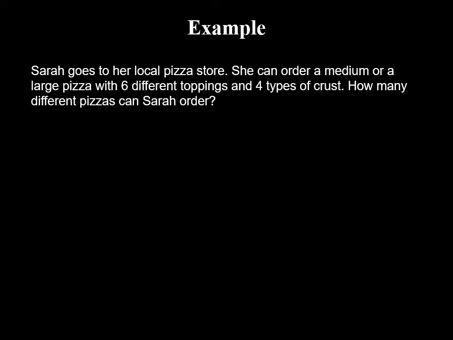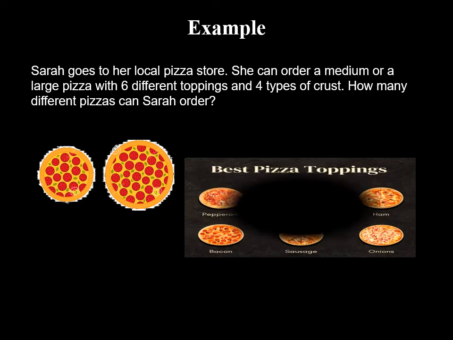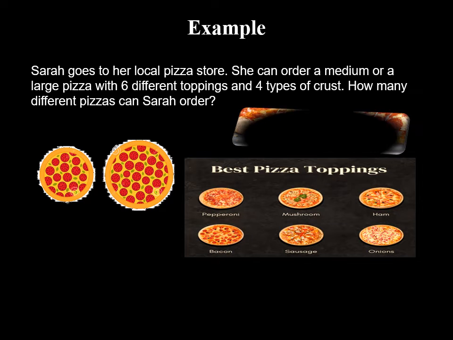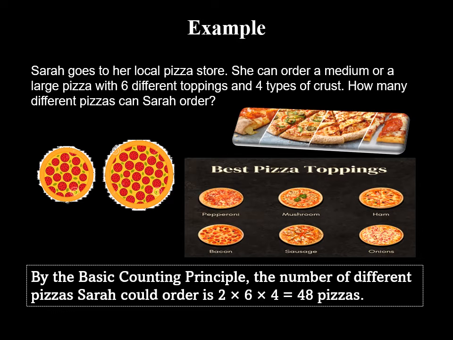Sarah goes to her local pizza store. She can order a medium or a large pizza with 6 different toppings and 4 types of crust. How many different pizzas can Sarah order? By the counting principle, it is 2 times 6 times 4, that's 48 pizzas.